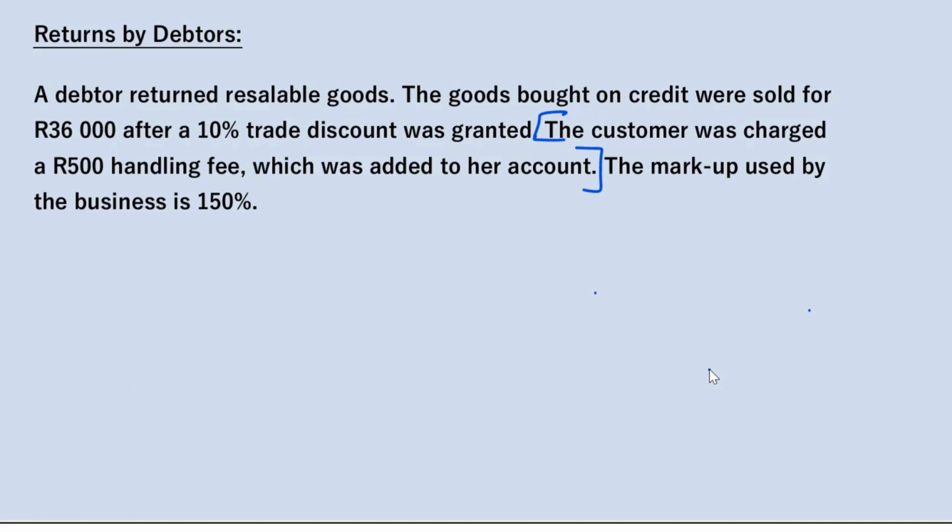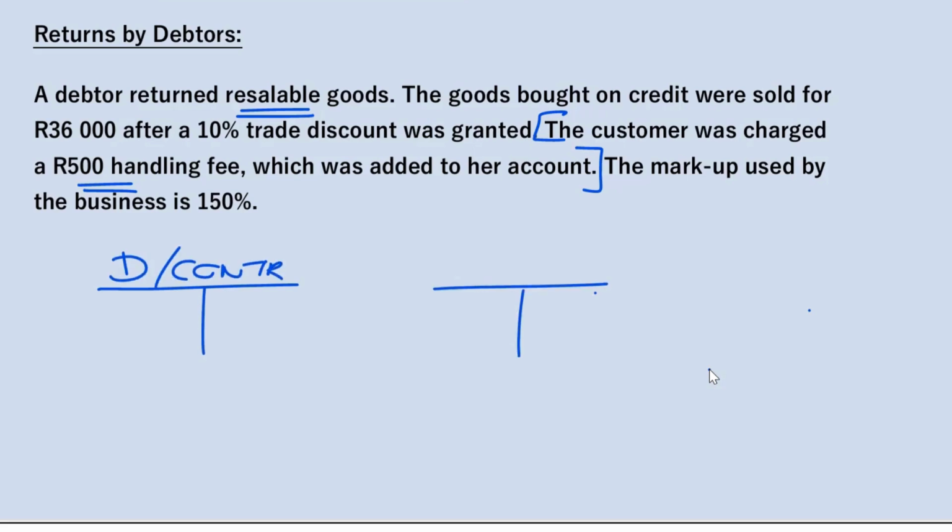Correct. So there was obviously nothing wrong with these goods, because they say they are resaleable. They're not damaged or faulty in any way. So this customer is being charged for this return. So how do we deal with that? Now the customer will have to be charged. He's a debtor, so that will affect debtors control. Perfect. Because it's a plus-minus account, we will charge it 500 on the debit side. So we'll increase our debtors control with 500 Rand.